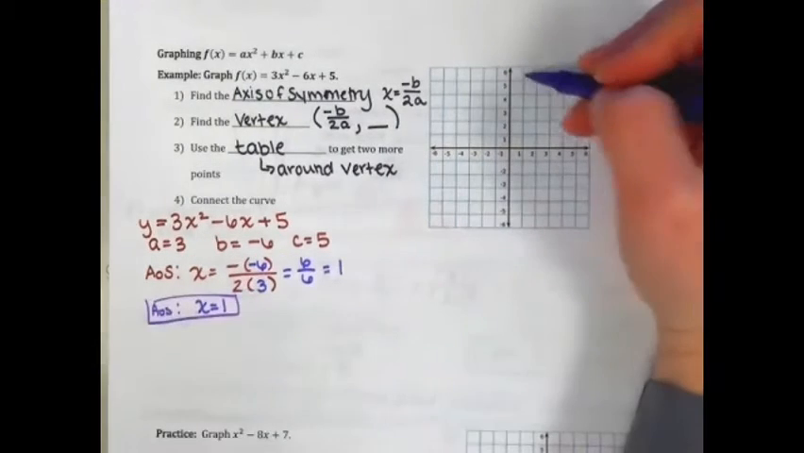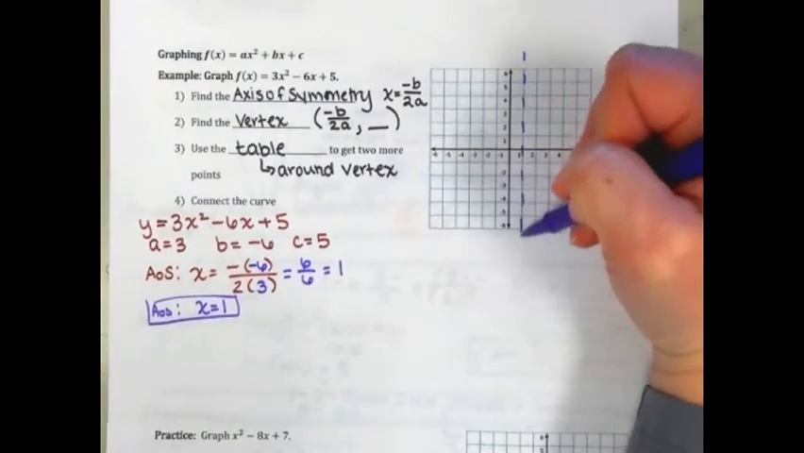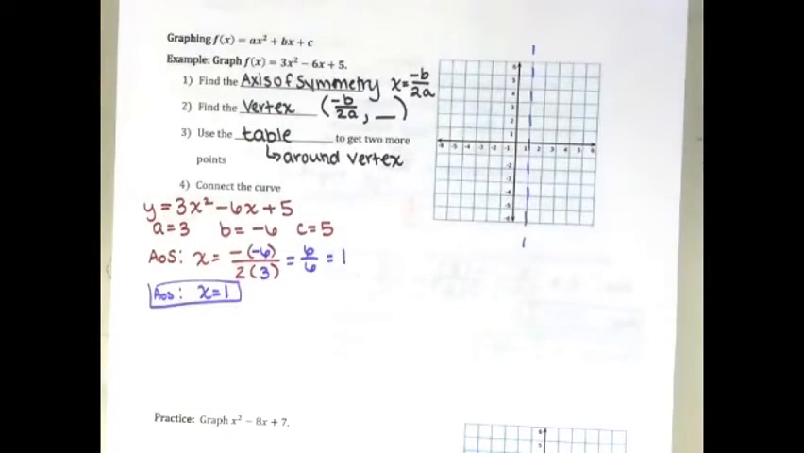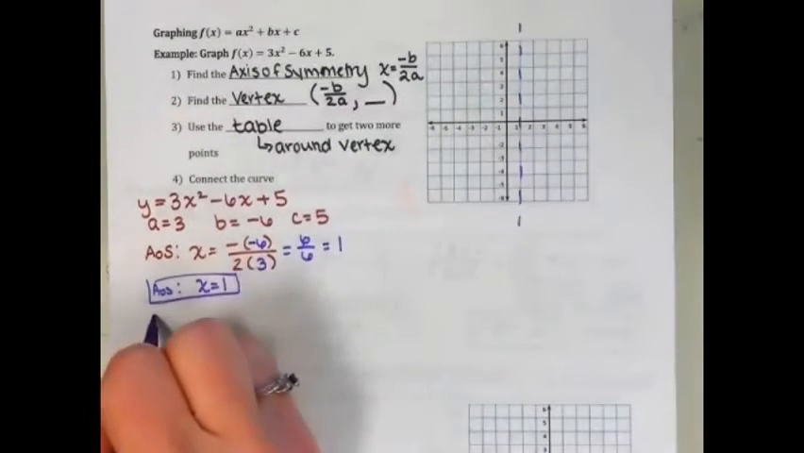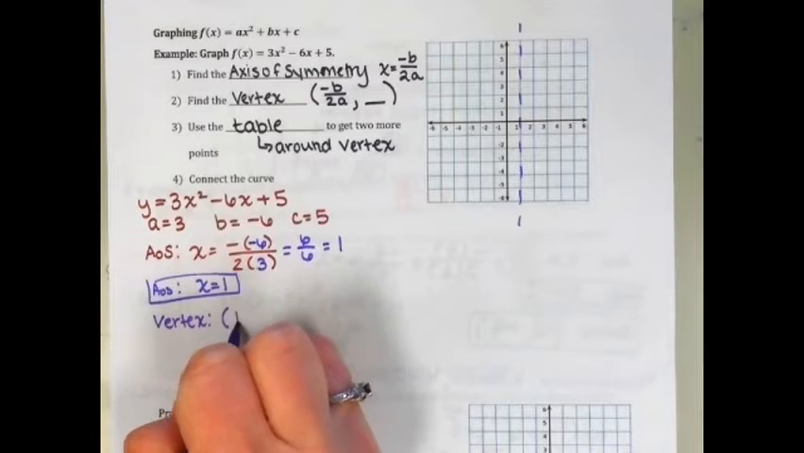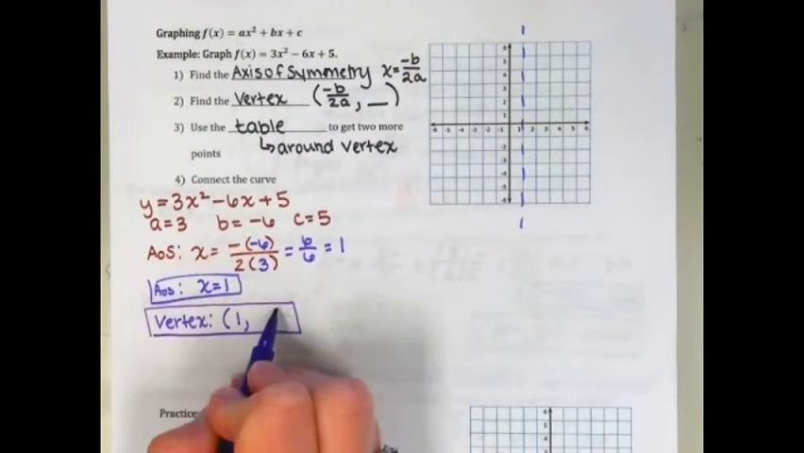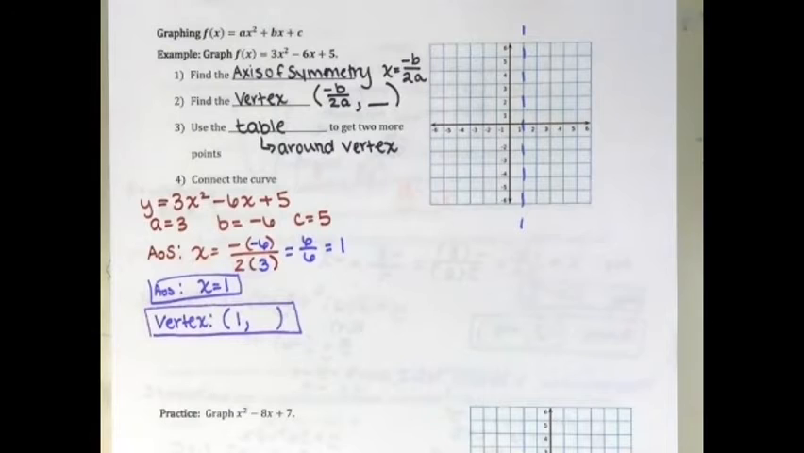Just so you guys know, if I draw a vertical line at x equals 1, my vertex should fall on that line, right? That's what it's going to be symmetric around, okay? So what is the vertex? What's my x coordinate of my vertex? 1. Can you guys find your y coordinate? Yes, and how do we find the y coordinate?